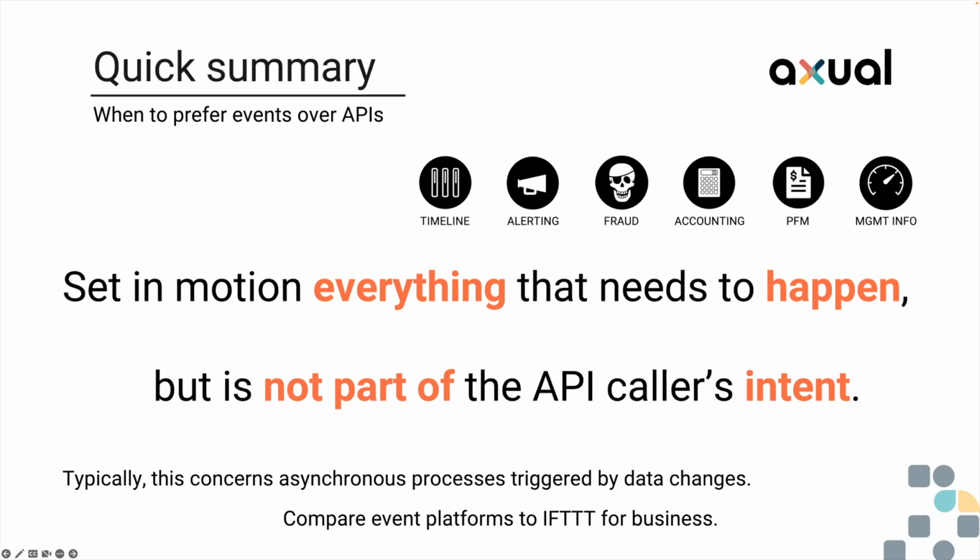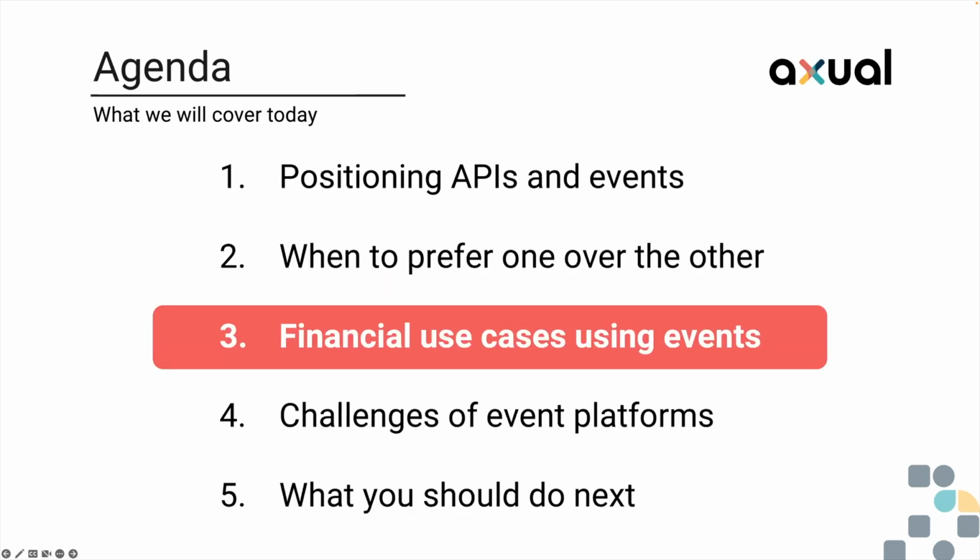So when you wire up your IT landscape like this, it's really like designing a big if-this-then-that system for business. So if a transaction took place, then I need to update my timeline, I need to update alerting, I need to update fraud, etc. I hope this also makes sense. Let's look at a few financial use cases for using events.